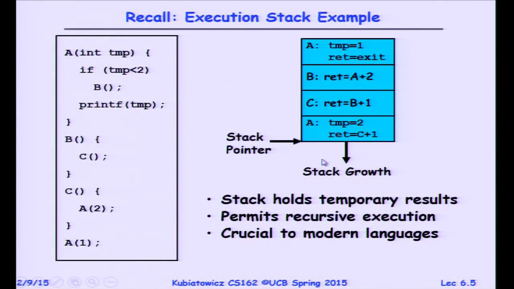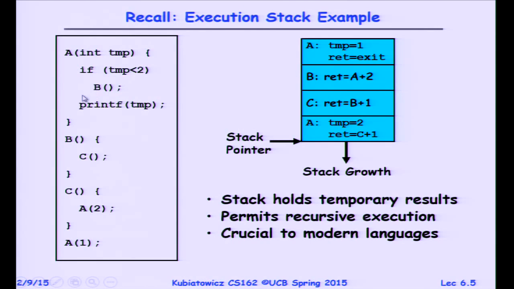This particular code does what? Does it ever exit? Why does it exit? Yeah, well, eventually I call A of 2. A of 2 says, is temp less than 2? No, so I just exit with a printf. So this is not an infinitely growing stack.